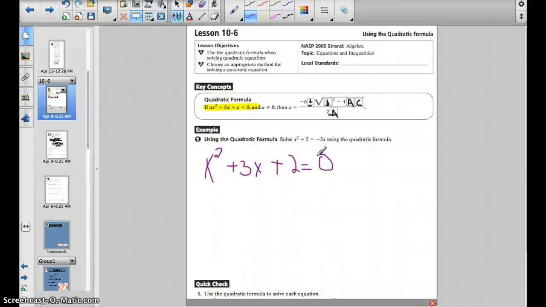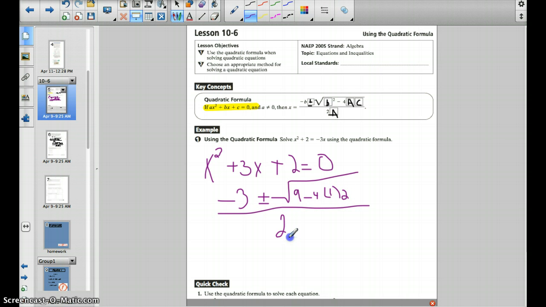We are going to get two values for x. And we have negative b, which is negative 3, plus or minus the square root of b squared, which is going to be 3 squared, which is 9, minus 4 times a, which is 1, and times c, which is 2. That is all over 2 times 1, which is 2.